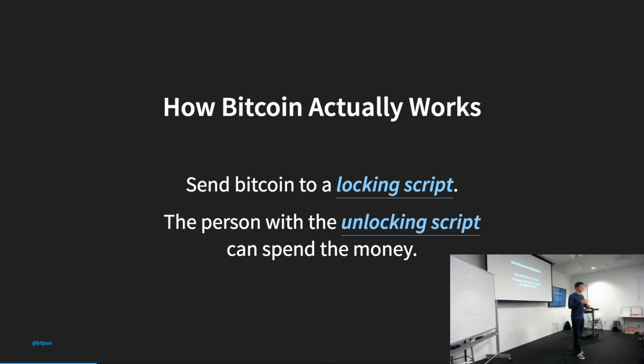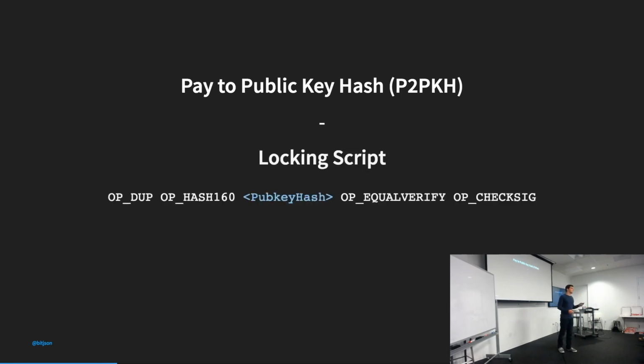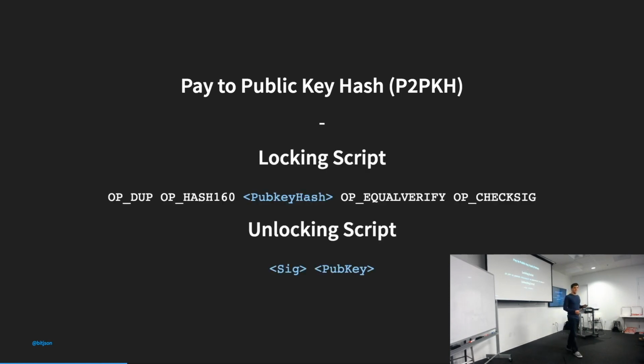Usually we talk about, there's a Bitcoin address and then there's a private key for the Bitcoin address. Well, that kind of transaction is called a pay-to-public key hash transaction. It's a pay-to-public key hash script. So that looks a little bit like this. There's a locking script and an unlocking script. So the locking script is the address.